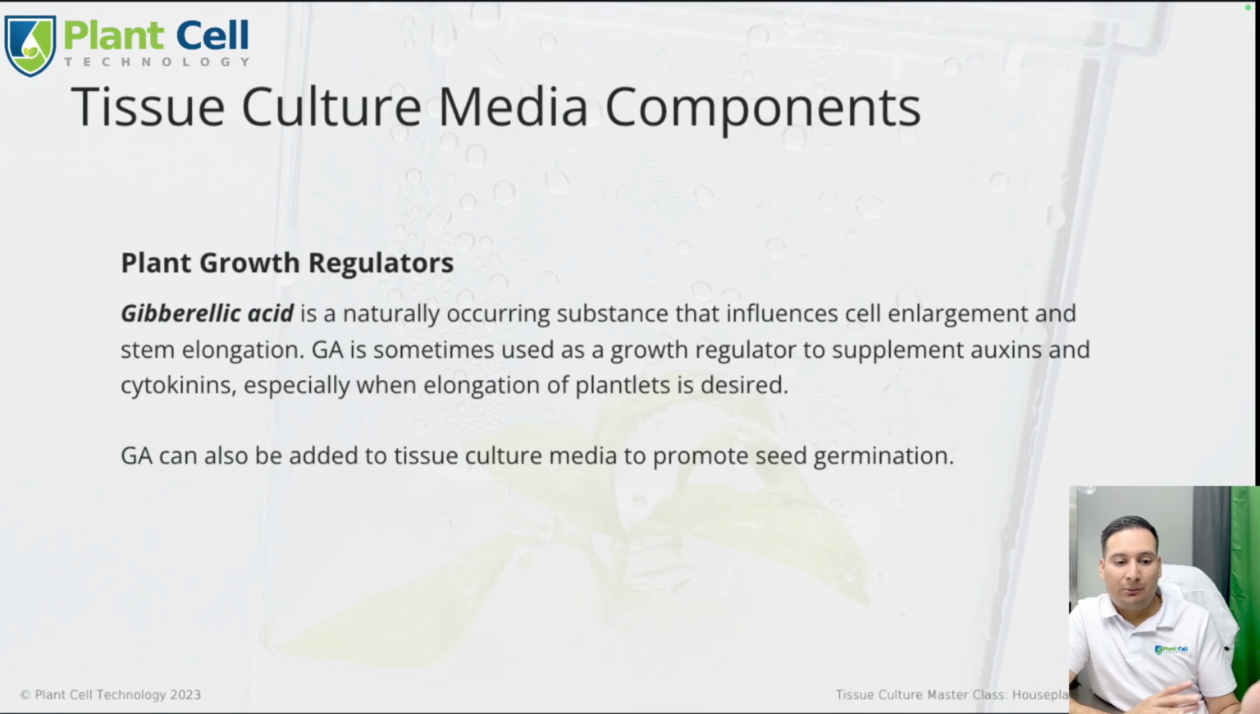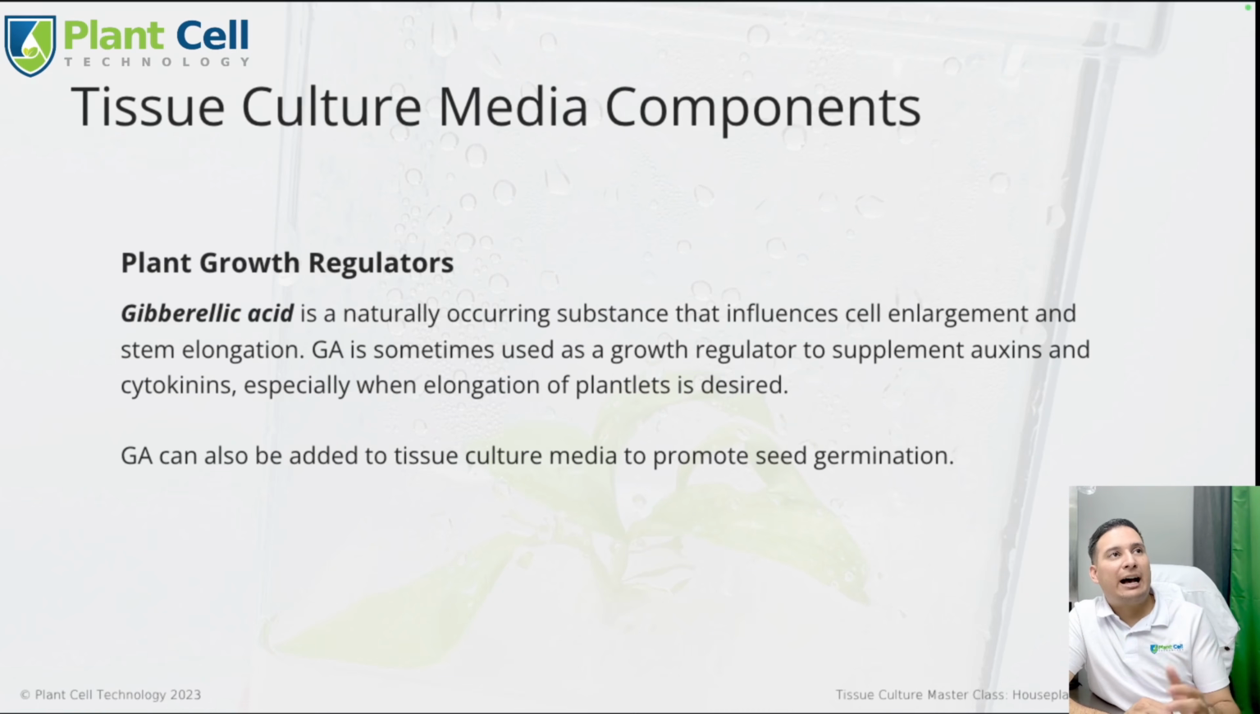So as I was just saying about the use of BA, where you get a ton of really small plants, a lot of plants, but they are very small. If you add gibberellic acid, you will get larger plants, and you still get a lot of multiplication.